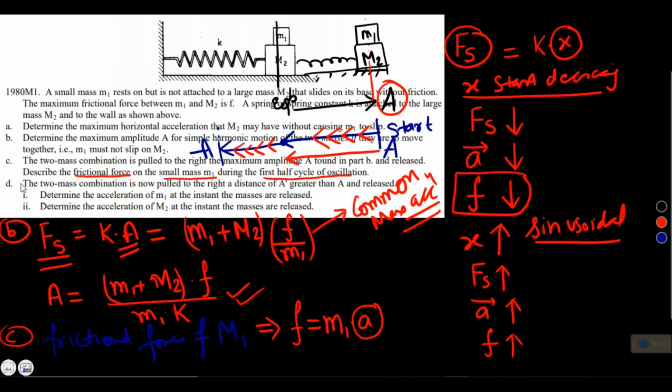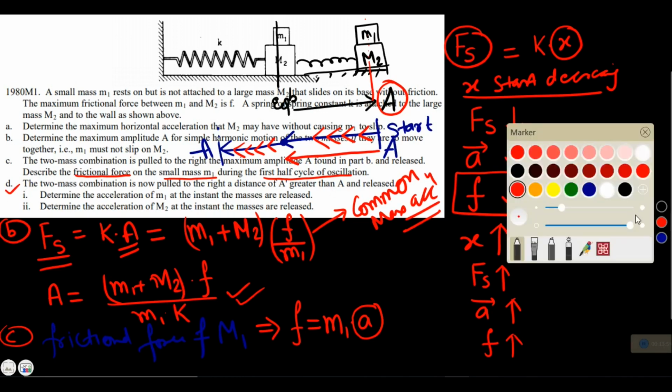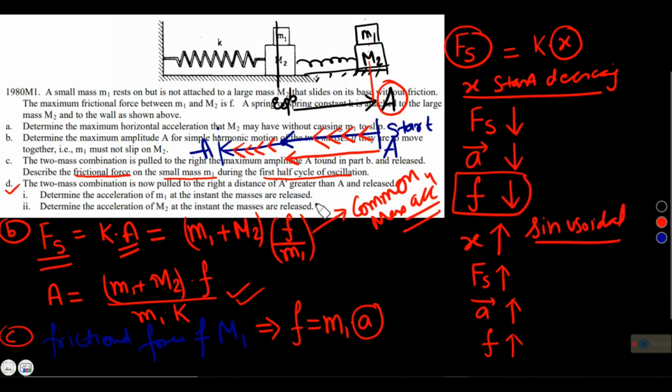See, what is the D part? The two mass combination is now pulled to the right a distance A dash greater than A and released. Now it is moved further than A. This is the mass M2, and let us suppose this is mass M1, and it is moved further apart from A. So at this condition we have to find the acceleration of the mass M1 at the instant the masses are released.